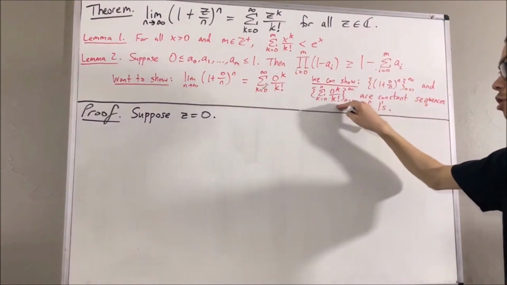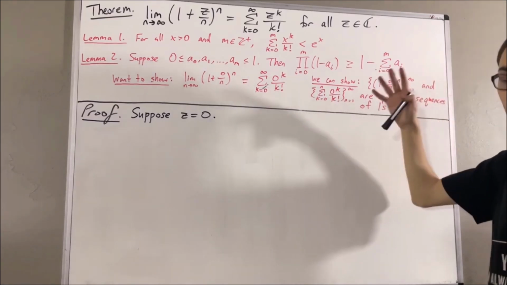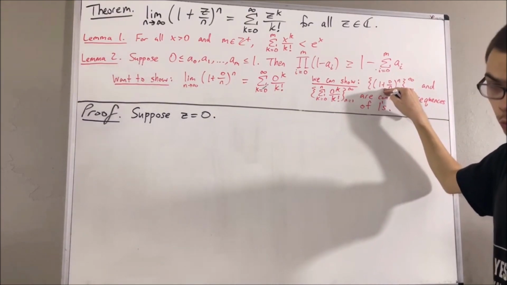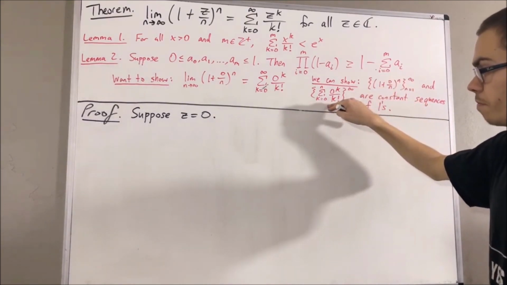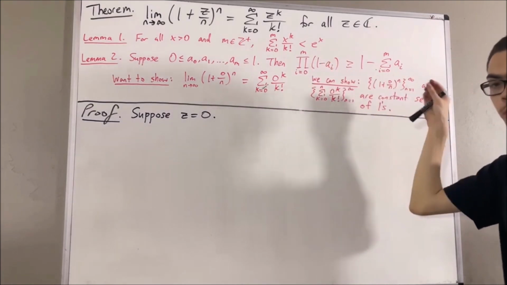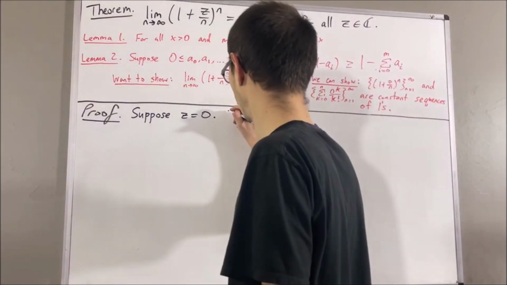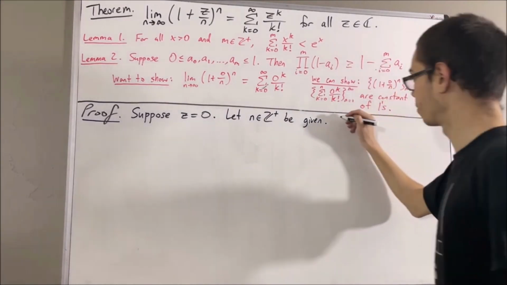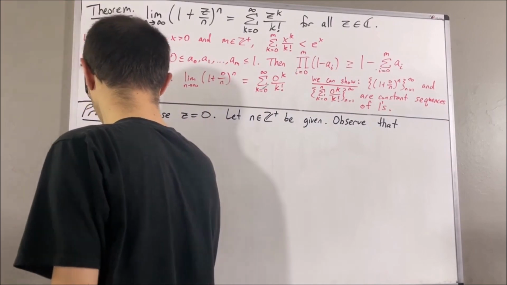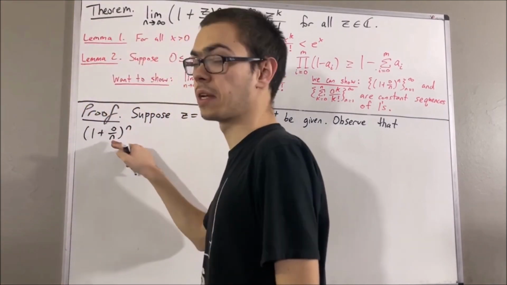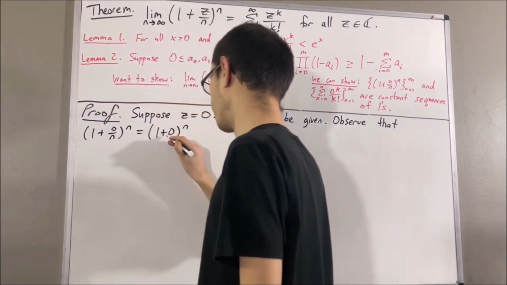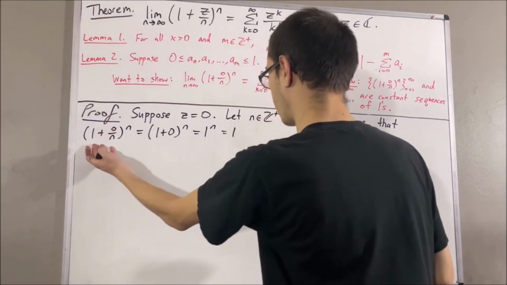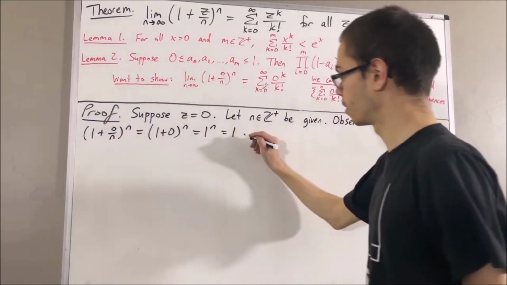So to show that these two sequences are constant sequences of ones, what we're trying to show here is, for all positive integers n, the nth term of this sequence is a 1, and the nth term of this sequence is a 1. So let's give ourselves an arbitrary positive integer n. Well then, let's write out the nth term of this sequence. Well, we see that 0 divided by n is 0, 1 plus 0 is 1, 1 to the power of n is 1. So the nth term of the sequence is a 1.